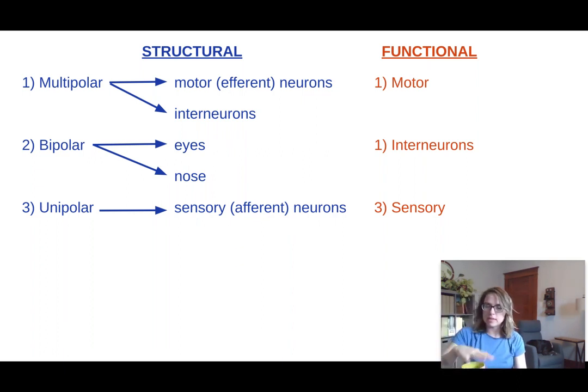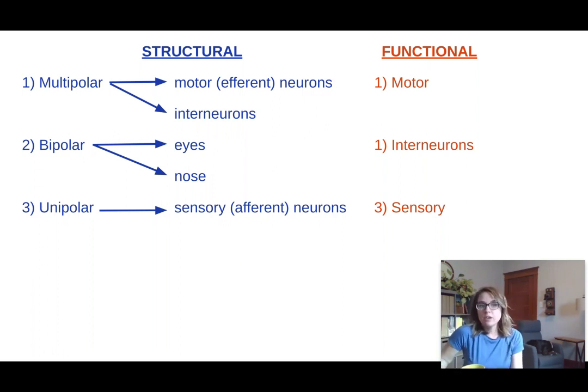So again, tasting how my tea tastes, or the temperature, or even just touching. What does it feel like when I touch my mug? Although that sounds like it's the same thing, the structure is where I find it in the body and what it looks like. The function is what does it do.